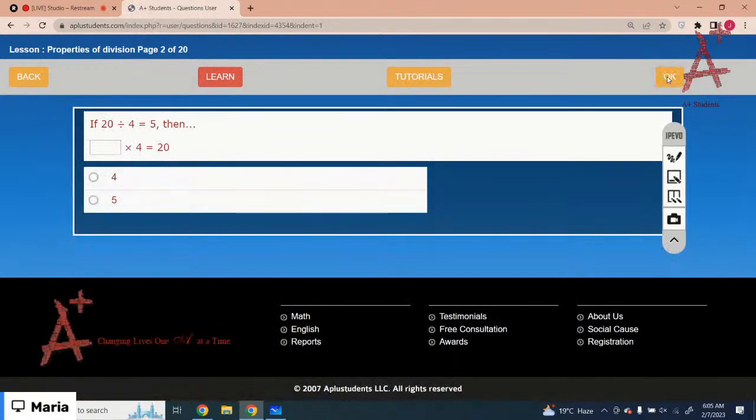Okay, the next one is 20 divided by 4 equals 5. Then what number times 4 equals 20? Which is the correct option? Yes, very good. The correct option is 5.